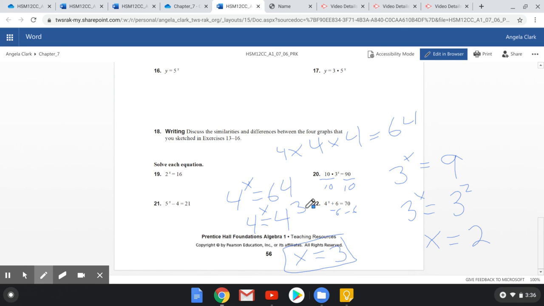You could just put it in your calculator, you could just try things, 4 to the third, 4 to the fourth, whatever, until you get one that matches. I don't necessarily expect you to know anything above squares off the top of your head. It's good to know your cubes, and for Algebra 2, I will want you to know your cubes, but you don't need to know those off the top of your head. It's okay with me if you use a calculator to figure that out. So this has been 7-6. Let me know if you have any questions.